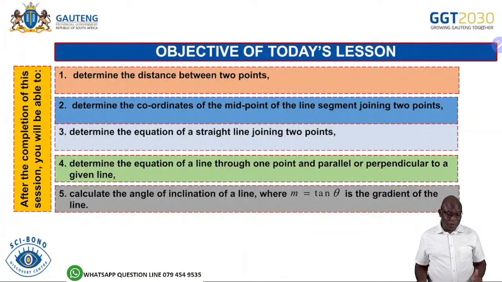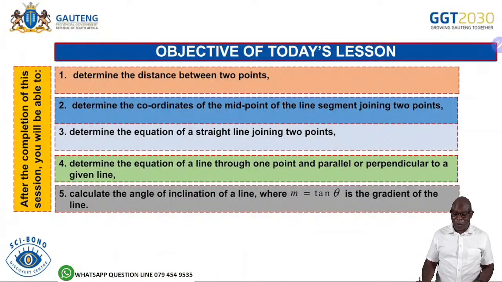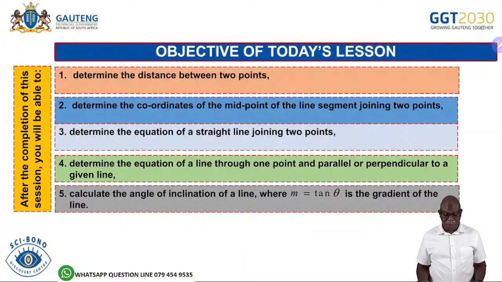After the completion of this session, you must be able to determine the distance between 2 points. You must be able to determine the coordinates of the midpoint of the line segment joining the 2 points. You must also be able to determine the equation of the straight line joining 2 points. Remember, in grade 10 you also did that. Determine the equation of the line through 1 point, and parallel or perpendicular, very important, to a given line. So in other words, the lines will be parallel or perpendicular. We need to be able to get the equation of the line through that 1 point.